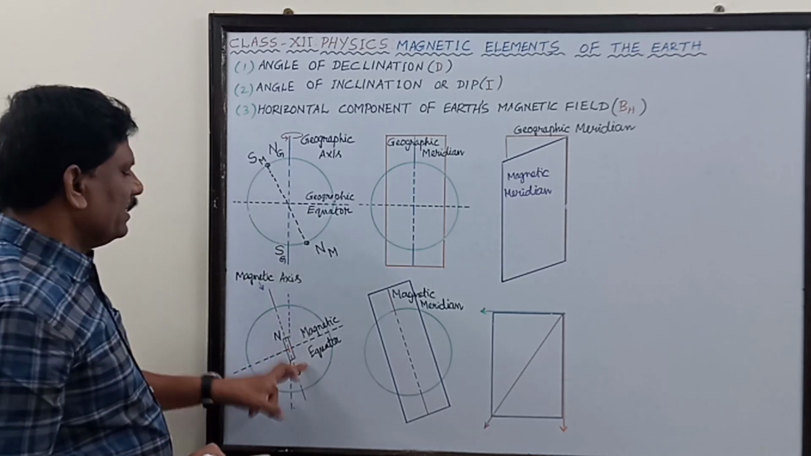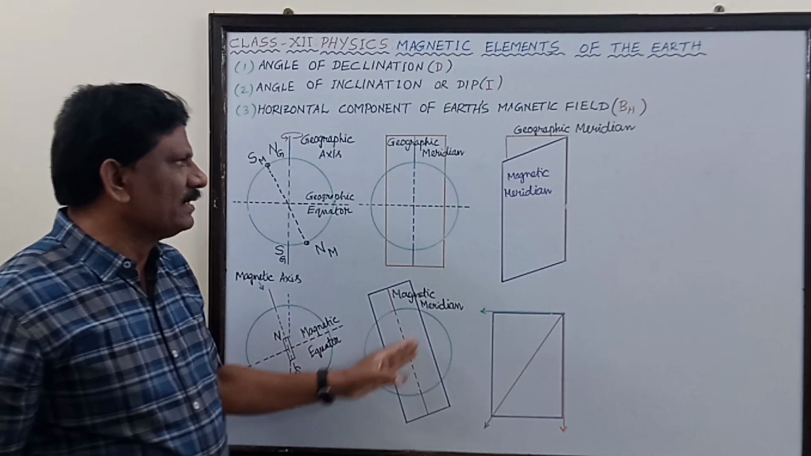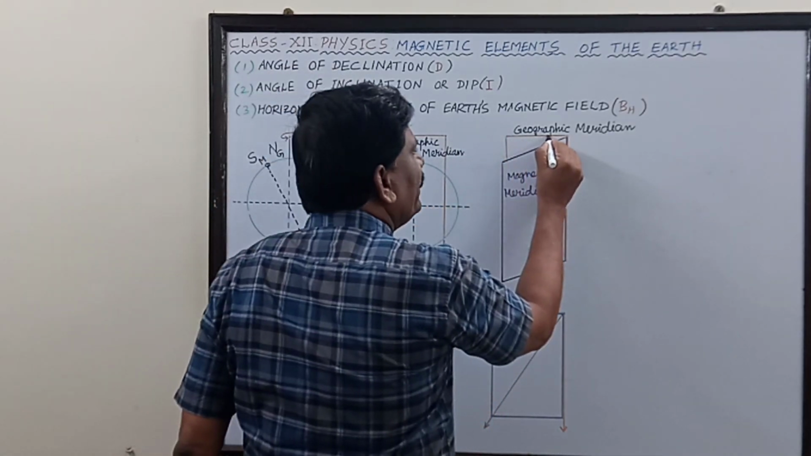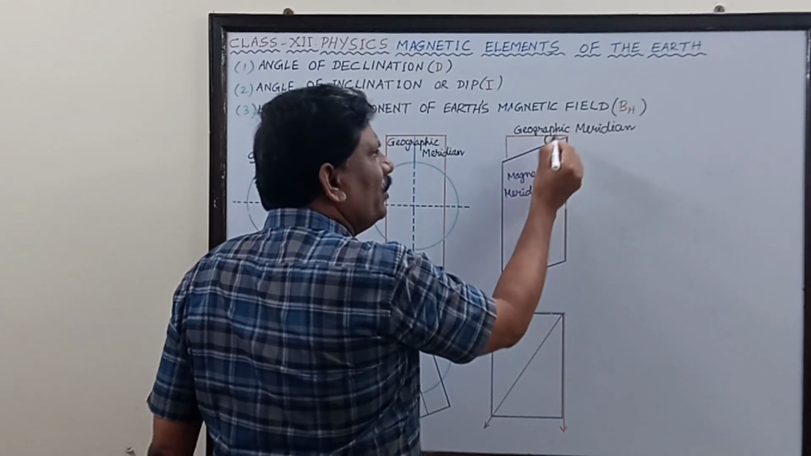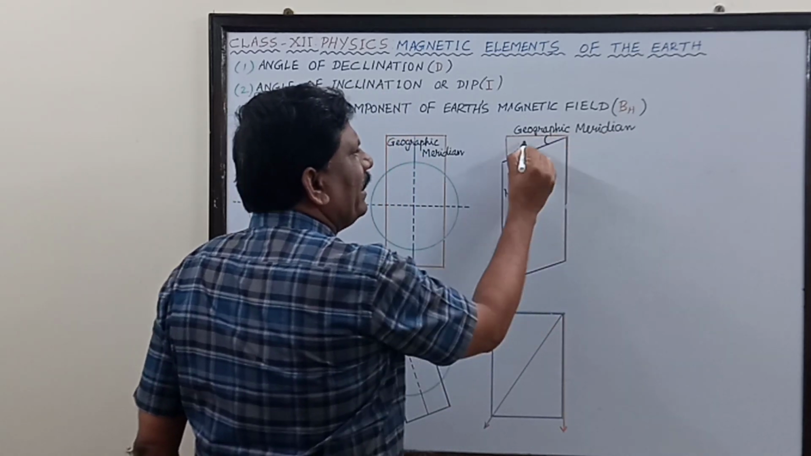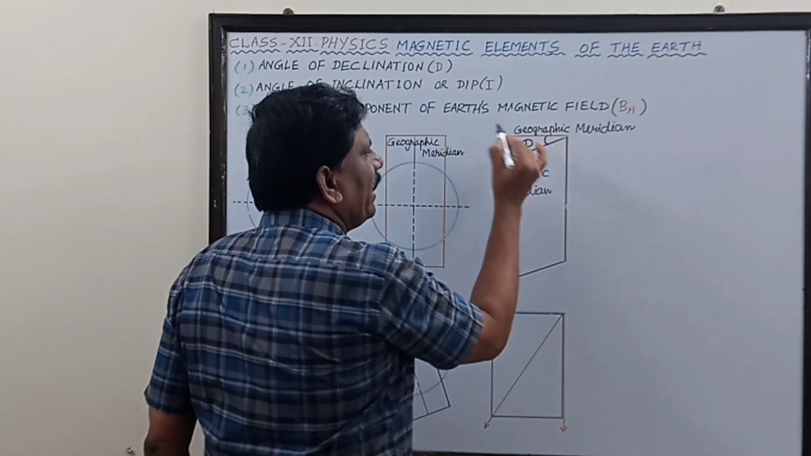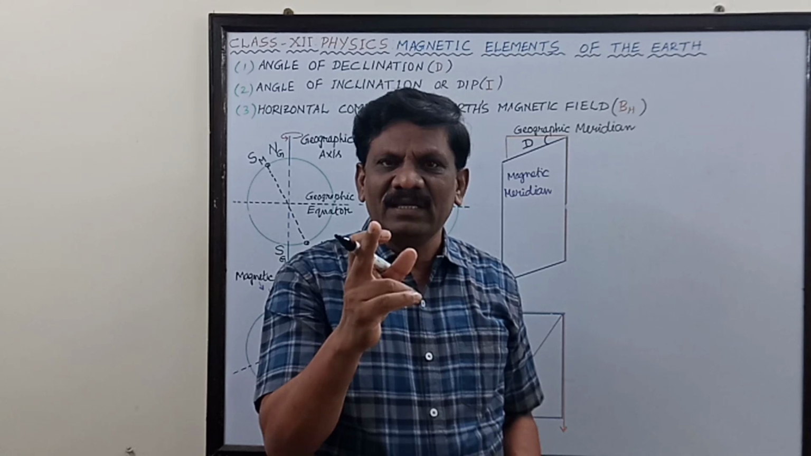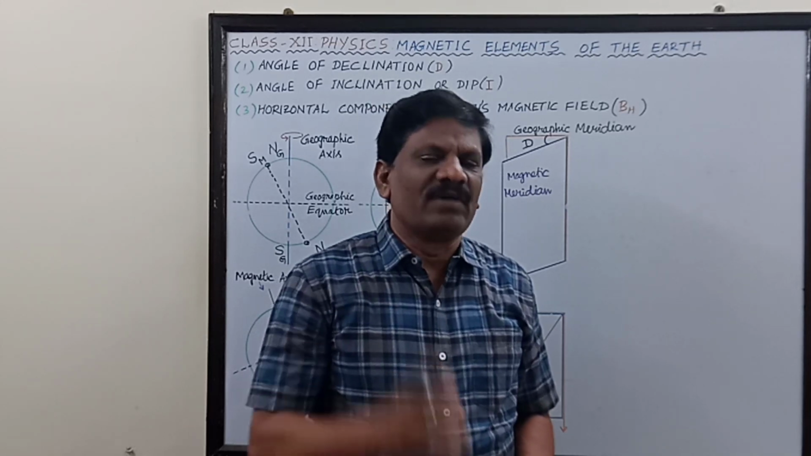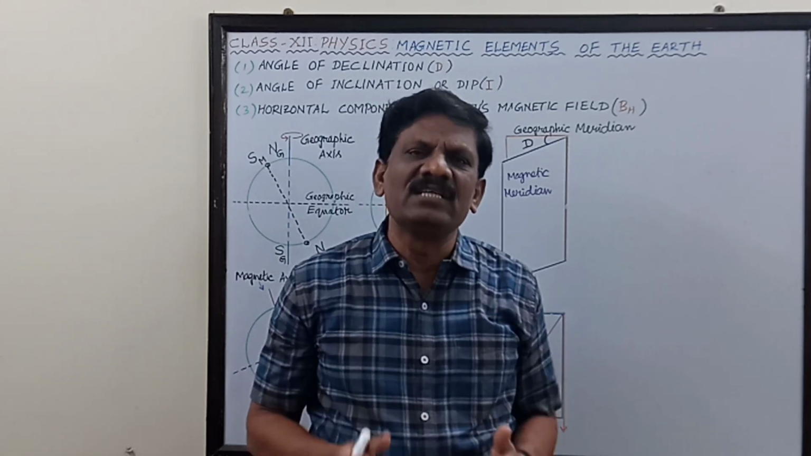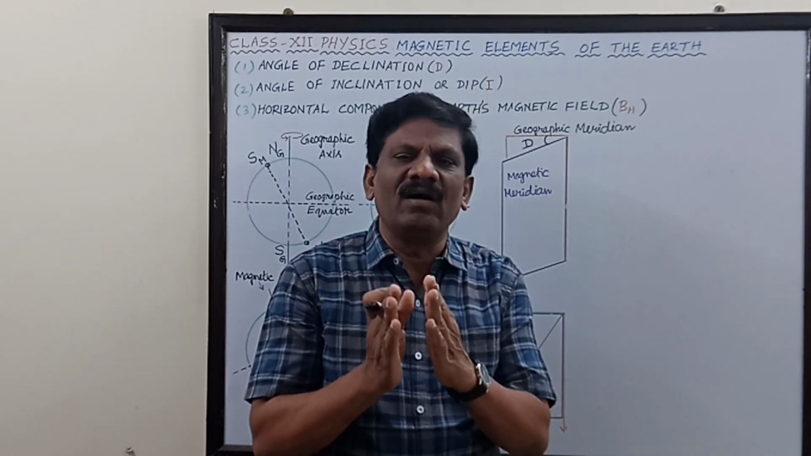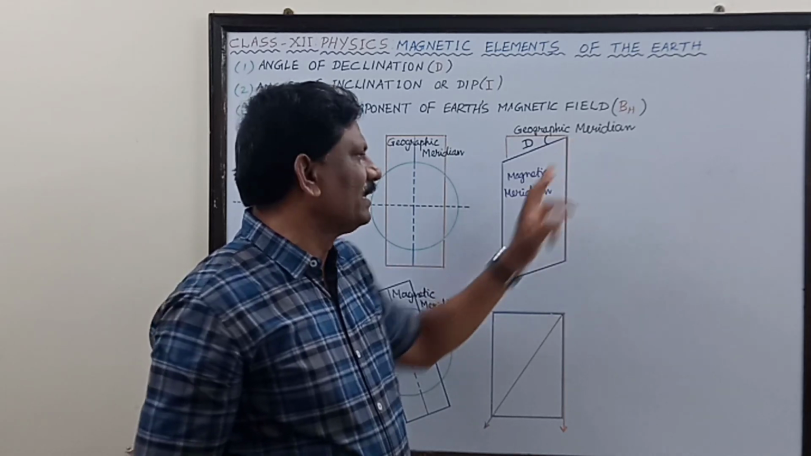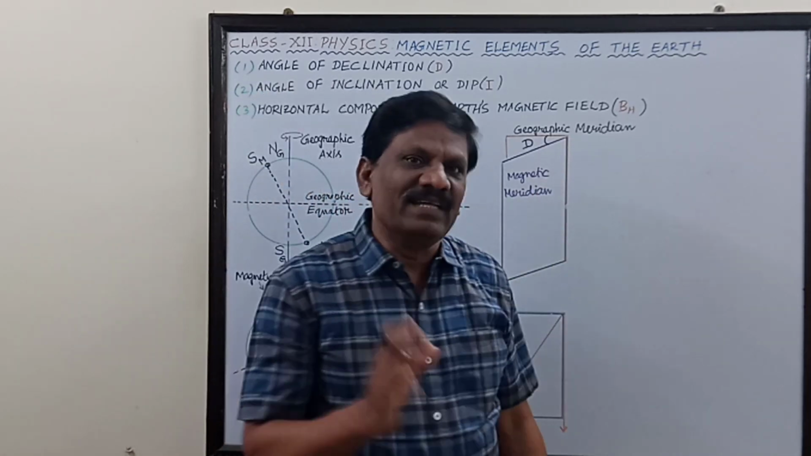Understood? So now I have taken these two meridians inclined with each other, and this angle between the geographic meridian and the magnetic meridian is called the angle of declination. I hope you must have understood now. Okay, so what is the angle of declination? For a 2 marks definition, if they ask, how to write? It is the angle of inclination between the geographic meridian of the earth and its magnetic meridian.